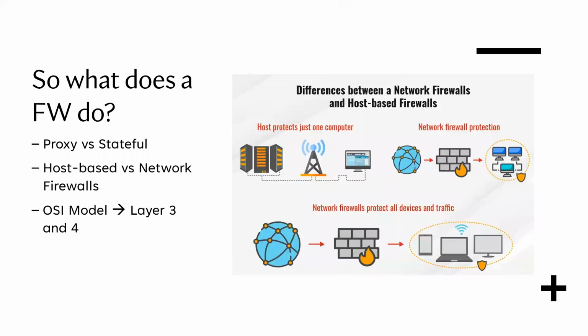So what does a firewall do? Proxy versus stateful. Typically, a proxy modifies the traffic coming from an end user host to get out to the network. It'll manipulate that traffic and say, hey, you're creating a session with the firewall, and I'm going to create a session at the same time with the network, with the World Wide Web. And it's going to be two different sessions.